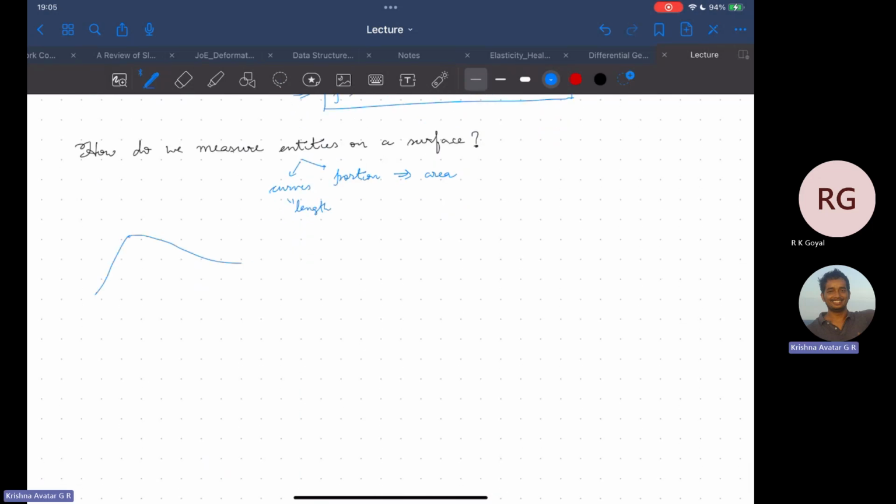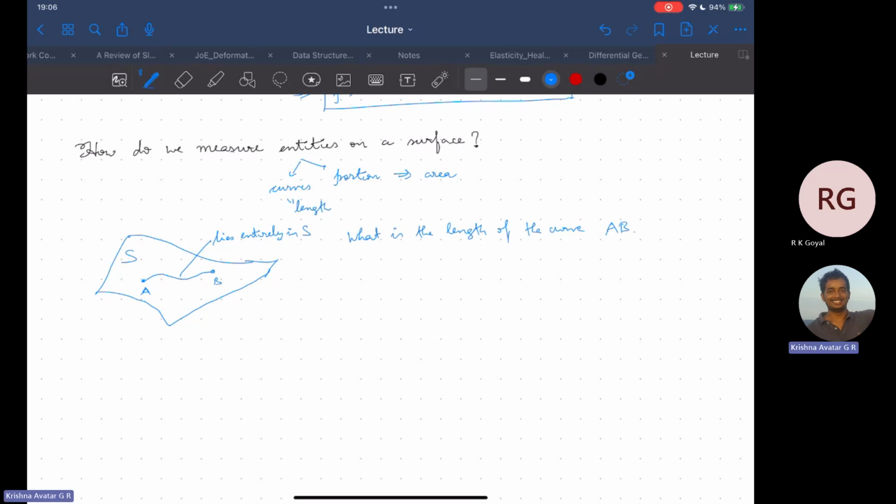So let's say we have a surface, and we want to measure the curve from A to B. Any such curve, say like that, lies entirely in S, and S is our surface. So this curve lies entirely in S, and we want to know what is the length of the curve AB?